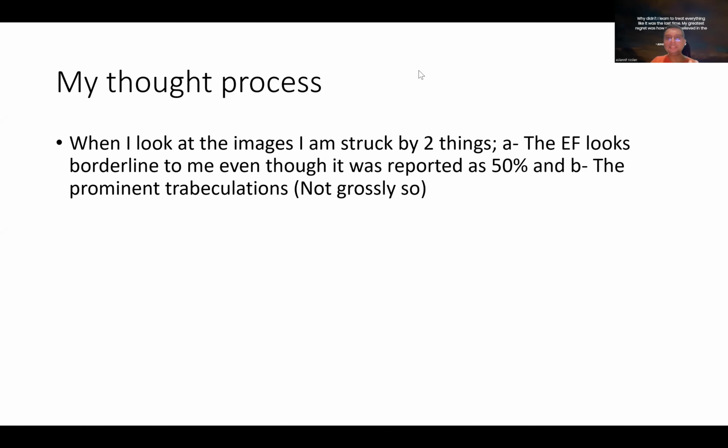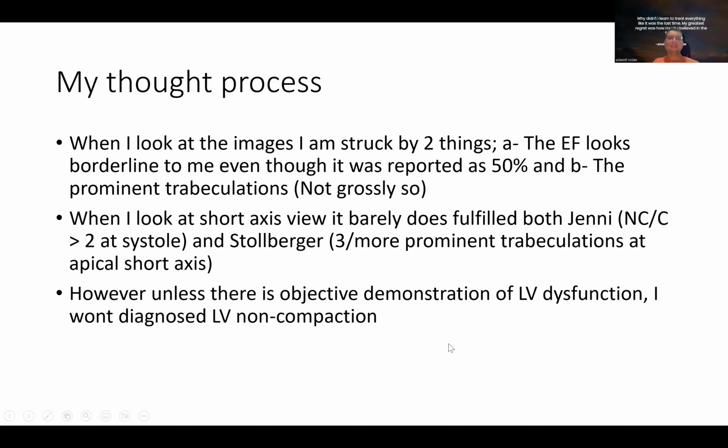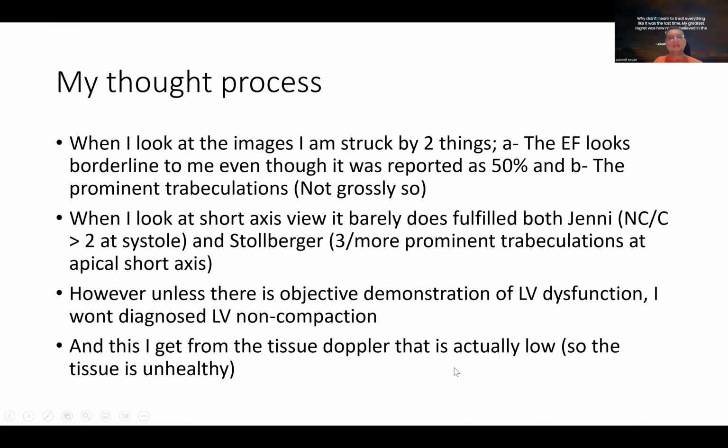So I was struck basically by 2 things. Number 1, the EF looked borderline to me, even though it was reported as 50%. Number 2, I can see prominent trabeculation, and it fulfilled the criteria, but only barely. It's not very obvious that it fulfilled the criteria. Unless there is an objective demonstration of LV dysfunction, I hesitate to diagnose someone with that. I can see that the tissue Doppler is low, so the tissue is unhealthy.